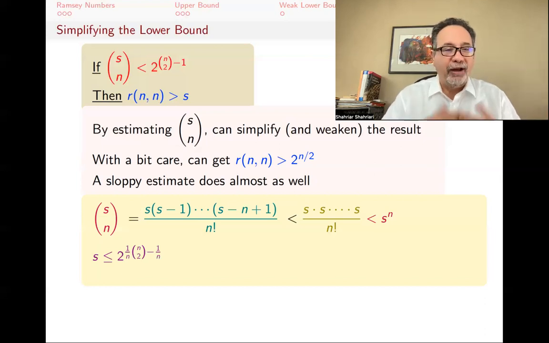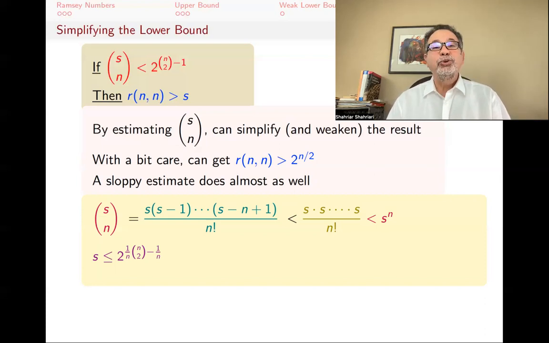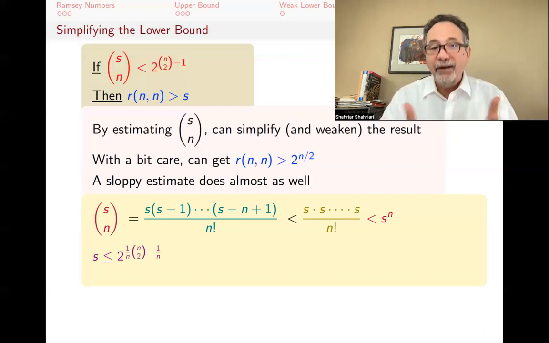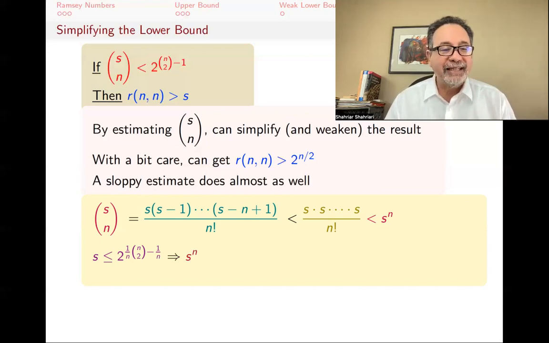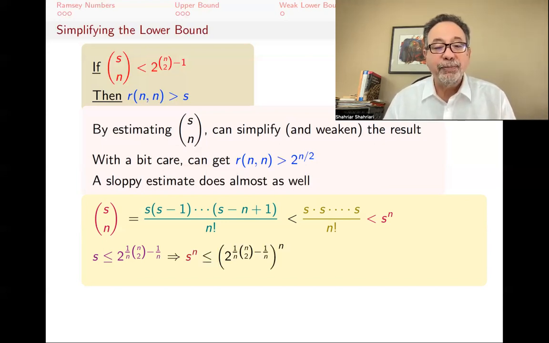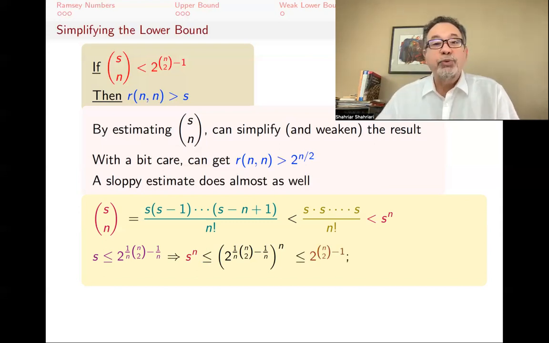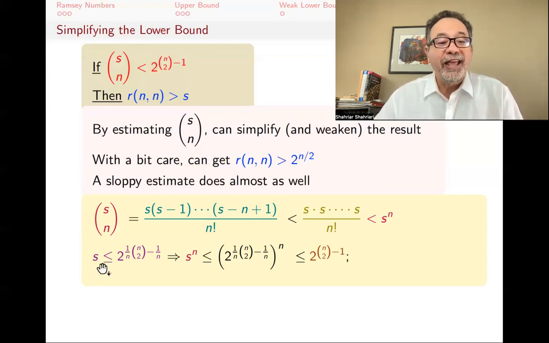And then if, now I'm going to just make this number up, if S happens to be less than 2 to the 1 over n choose 2 minus 1 over n. How did I come up with that? Well, the proof of the pudding is in the eating. I did the calculations, and this is what I needed. Well, then S to the n, we have to raise this guy to the nth power. Power of power, you multiply, and those n's cancel, and you get 2 to the n choose 2 minus 1, which is what we wanted. So if S is less than this guy, then we're assured that R(n) is greater than S.